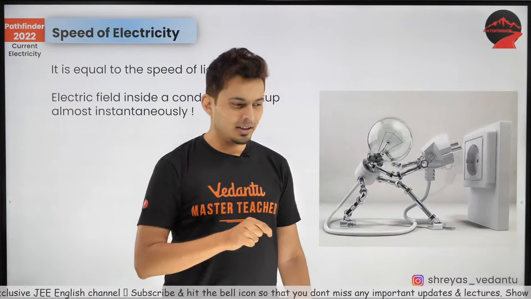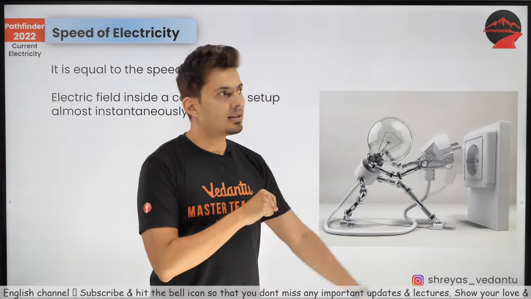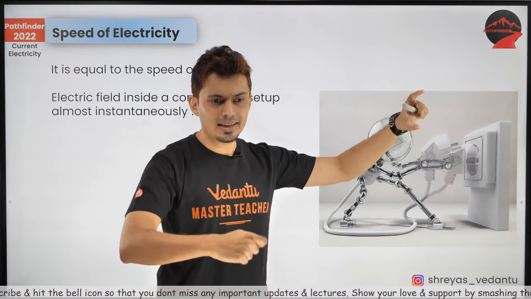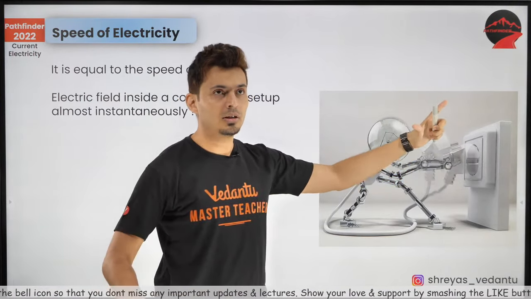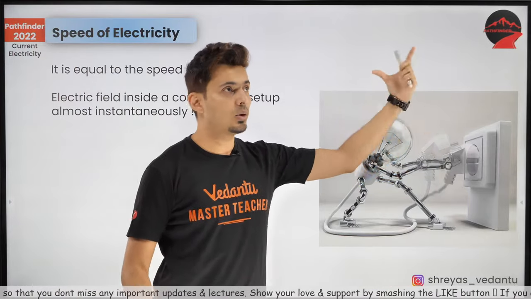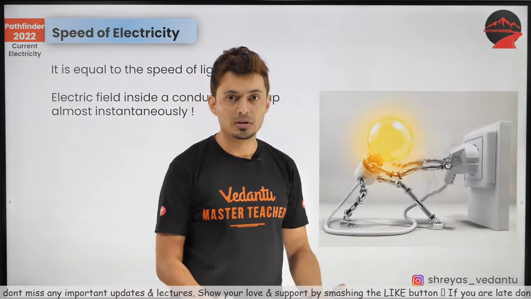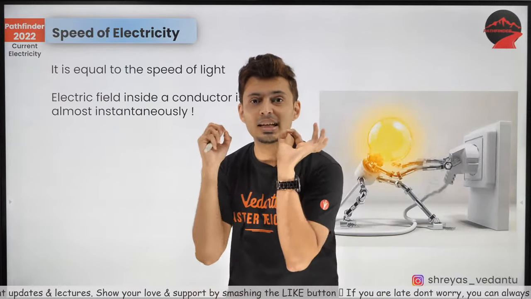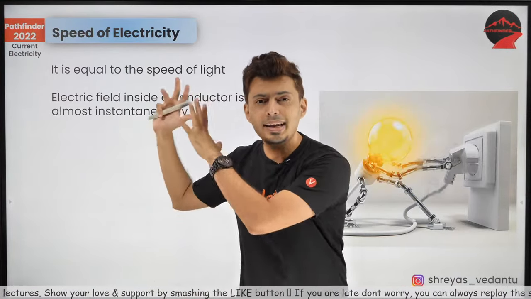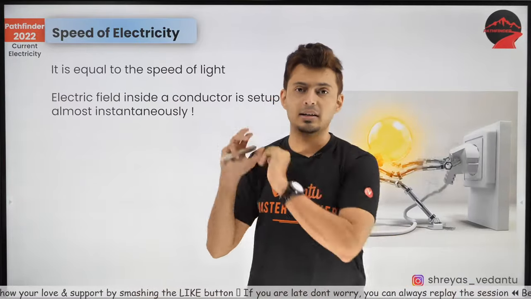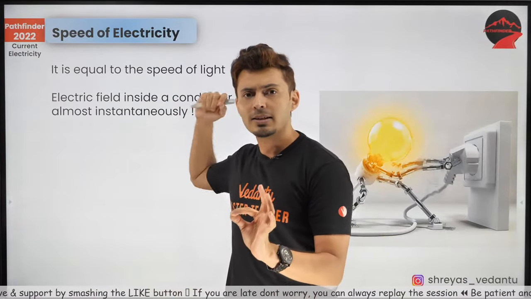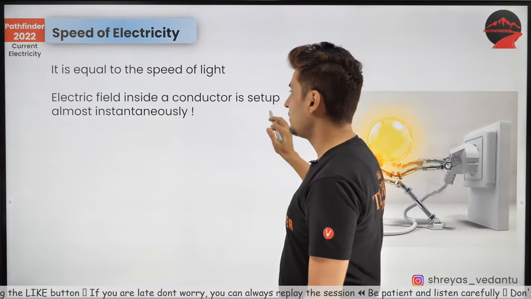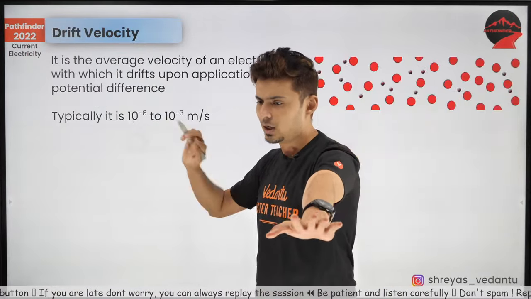Okay, so basically this is the speed of electricity and it moves really fast. Guys, think about it. The moment you turn on a switch, the light turns on almost instantaneously. There is hardly any delay. The moment you turn on the switch, the fan starts running. Turn on the switch, the light glows, right? So basically what happens is there is an instantaneous electric field set up inside the conductor. An electric field travels at the speed of light. So it's very quick, almost instantaneous.